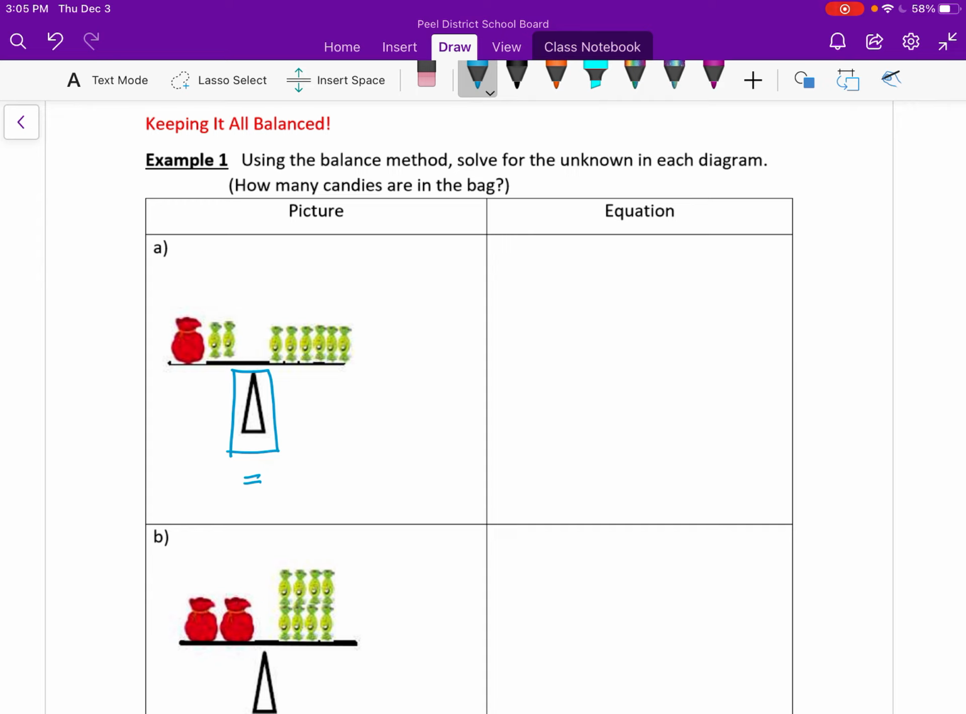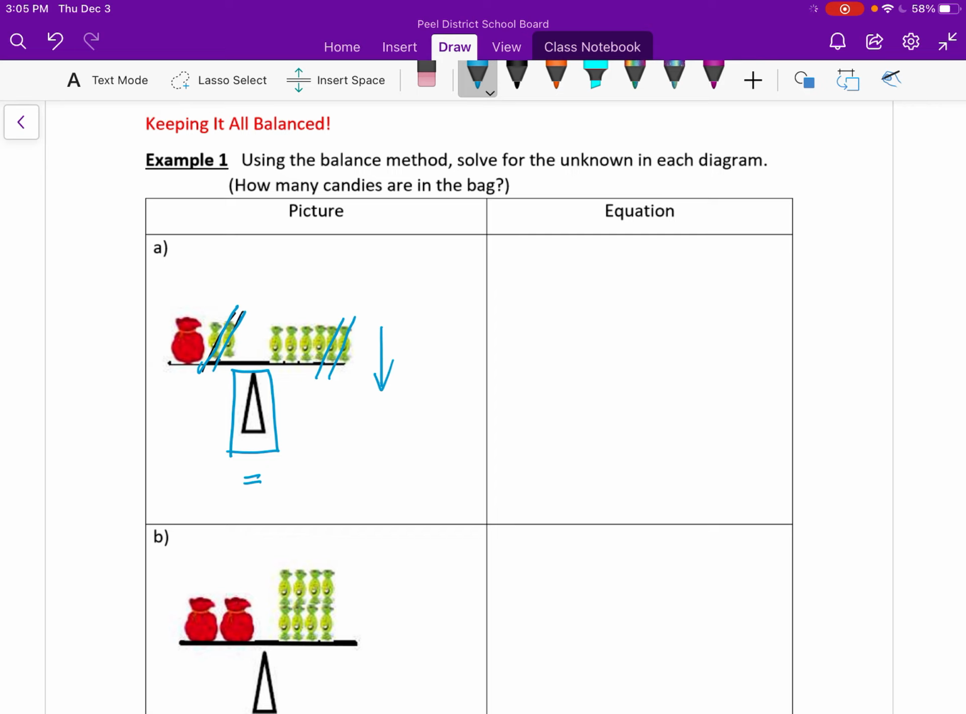A good way of figuring out how many candies are in there is to take off these two candies from here, because I'm only interested in what's in the bag by itself. So I got rid of those two candies. Now, if I got rid of these two candies, this balance is going to move downwards this way. So I also need to remove two candies from the other side, because whatever I do to this side, I have to do to this side in order to keep it balanced.